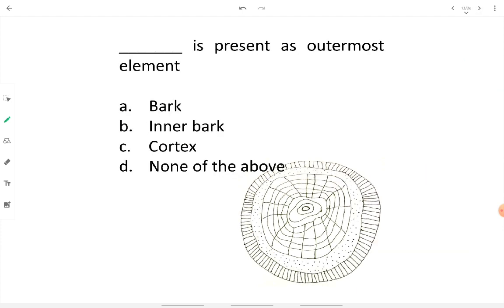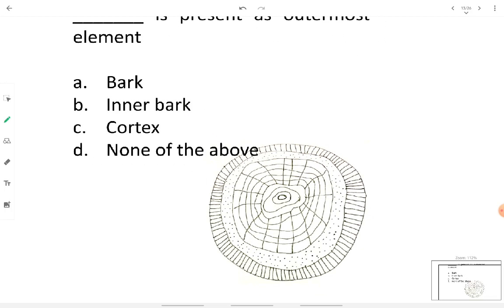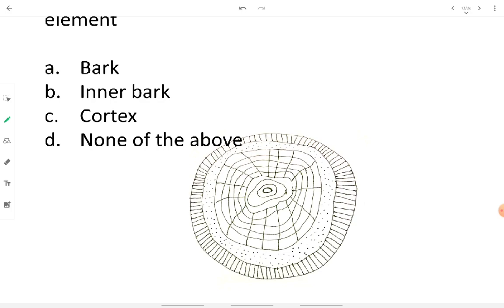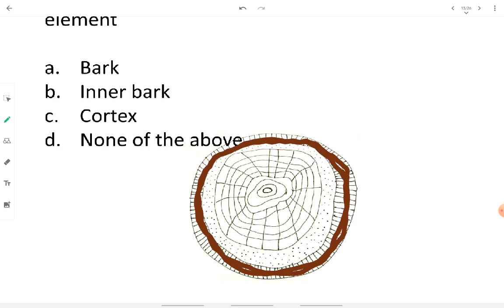Fill in the blank: is present as the outermost element. Let's see diagrammatically which one is the outermost element. This one is bark. The layer that I am marking with this brown line is bark. Have you noticed the paint color? I am using brown color today because we are talking about timber. That was the reason behind the choice of the brown color. This one is what? Bark. We are talking about bark.